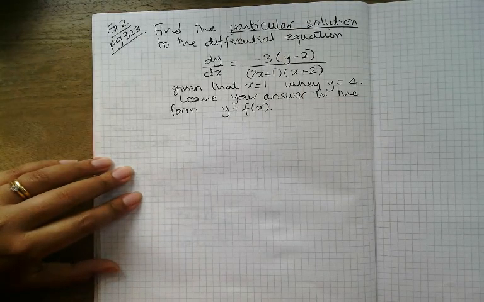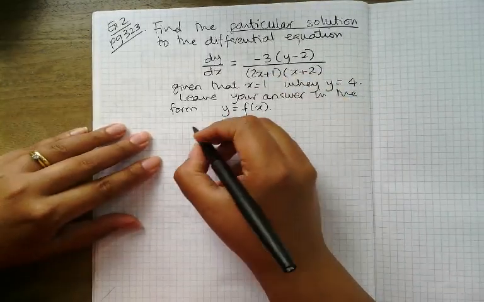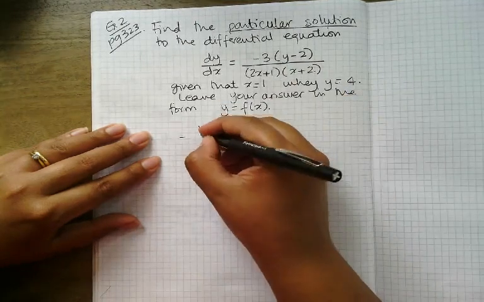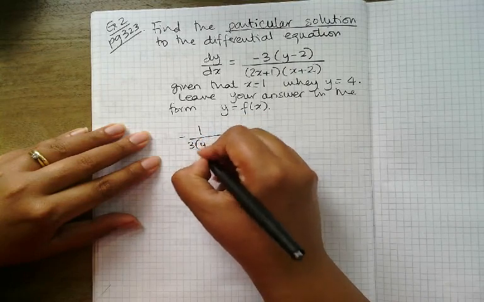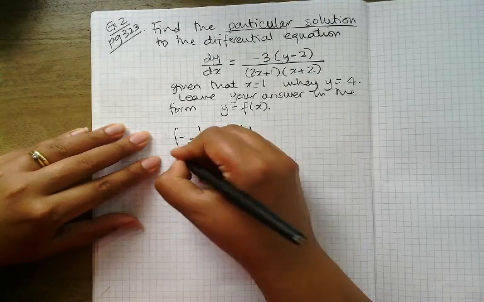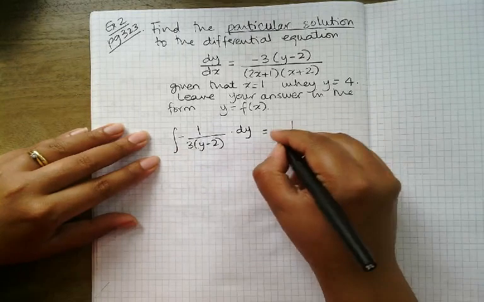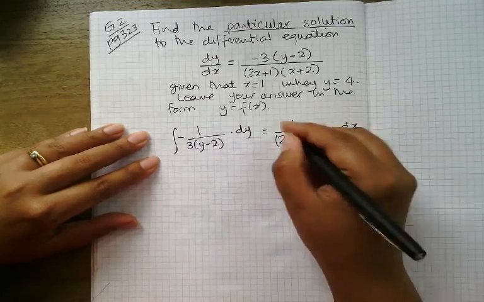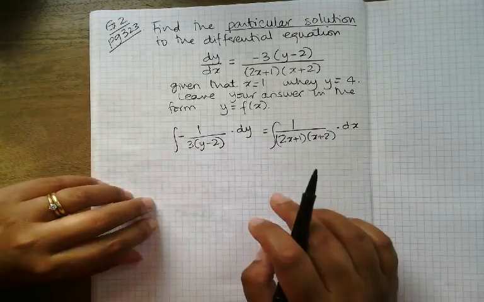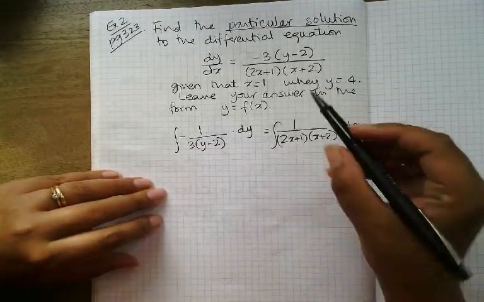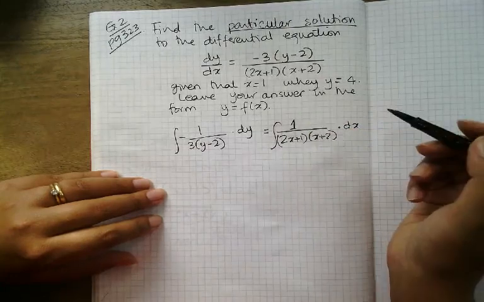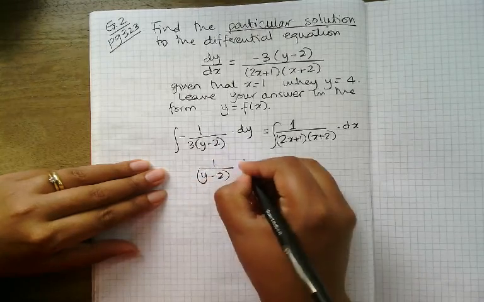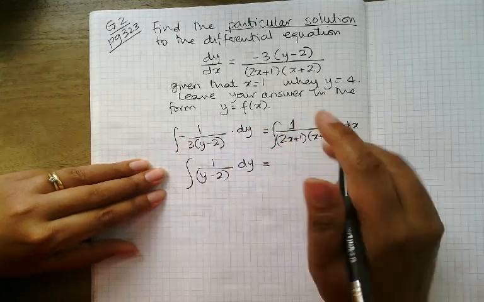So let's first separate out the variables. So we've got minus, so we'll bring that down, so we'll have minus 1 over 3(y minus 2) dy equals 1 over (2x plus 1)(x plus 2) dx. And what we are going to do first is split this into partial fractions. Actually, what I am tempted to do is bring this minus 3 over there on the top.